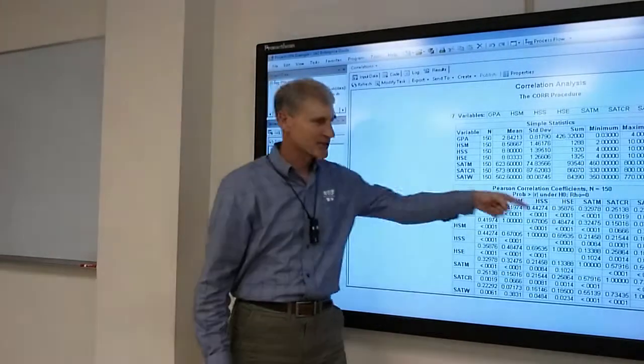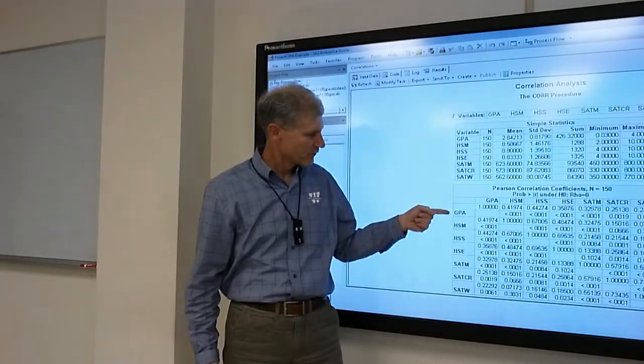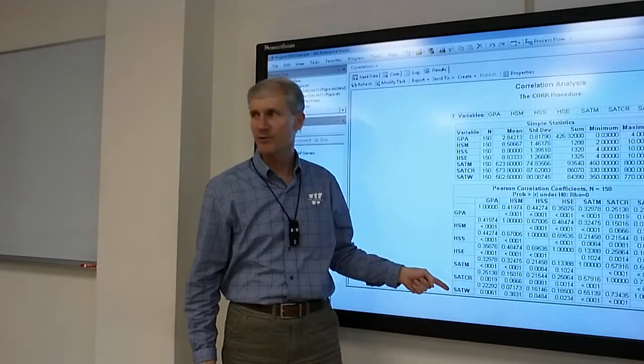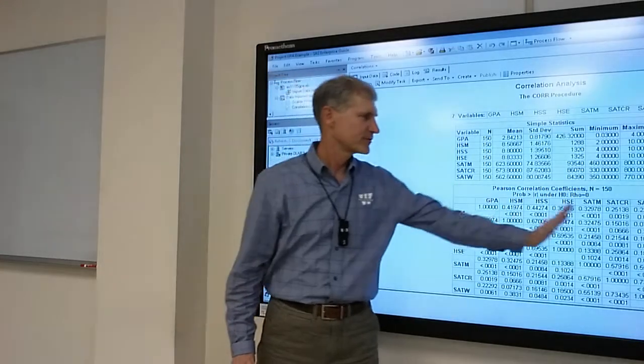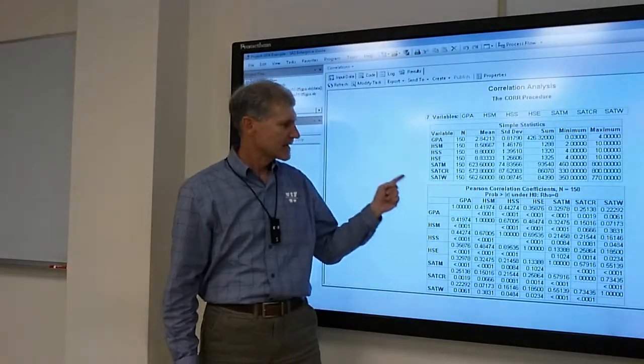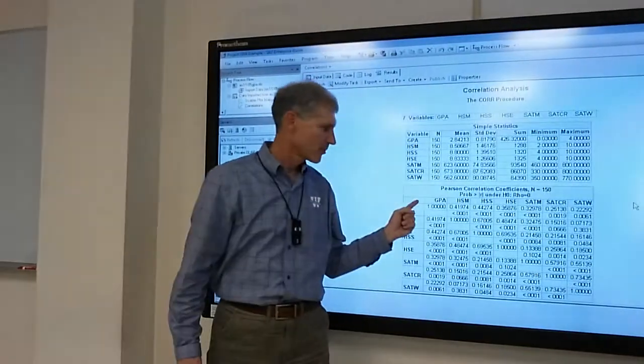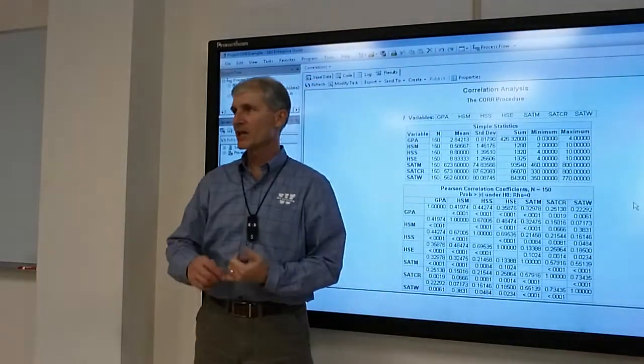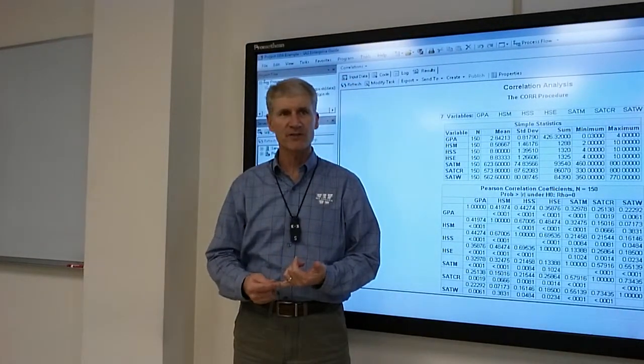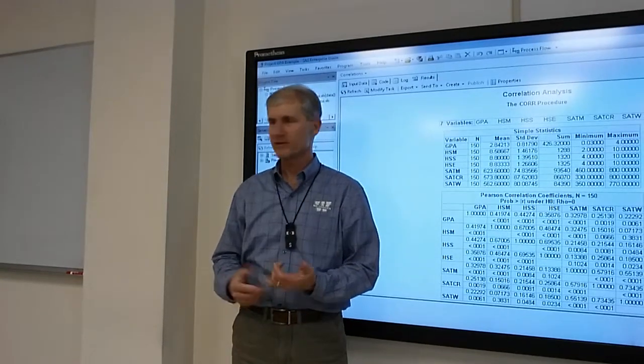But it's a matrix. So it has a row for each variable, including the y variable, and a column for each variable. And then on the diagonals is the number 1. Because anything correlated with itself has a correlation of 1. Makes sense?